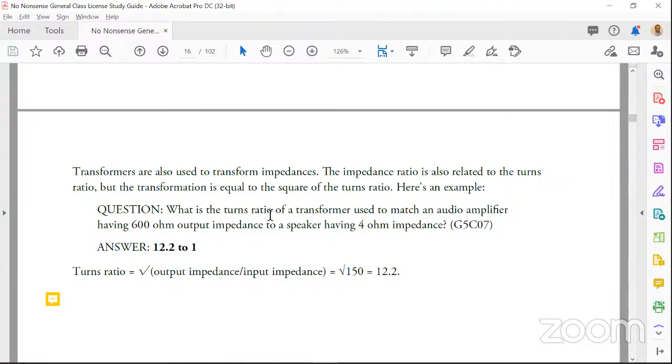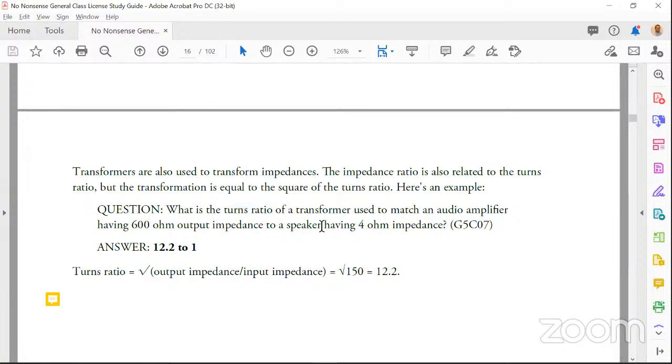So let us dissect the question. What are they asking us? They are asking us for the turns ratio. Remember, transformers have a primary and a secondary, a number of windings in the primary and a number of windings in the secondary. If you have a 4-to-1 ratio, maybe you have 4 turns in the primary and 1 turn in the secondary. Or maybe you have a 1-to-4 ratio, 1 turn in the primary and 4 turns in the secondary. That is what they're asking us.